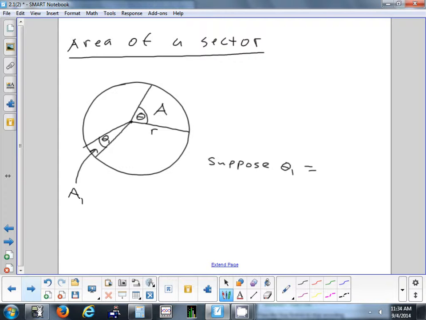So what would theta 1 have to be if that angle is going to take up the entire circle? 360 in degrees? Yep, perfect. Or how much in radians? 6.28, or 2 pi, yeah. So if you let theta 1 be 2 pi, then area 1 would become the entire circle. The only thing we need to make sure we know is the area of a circle. What's the formula for area of a circle? Pi r squared.